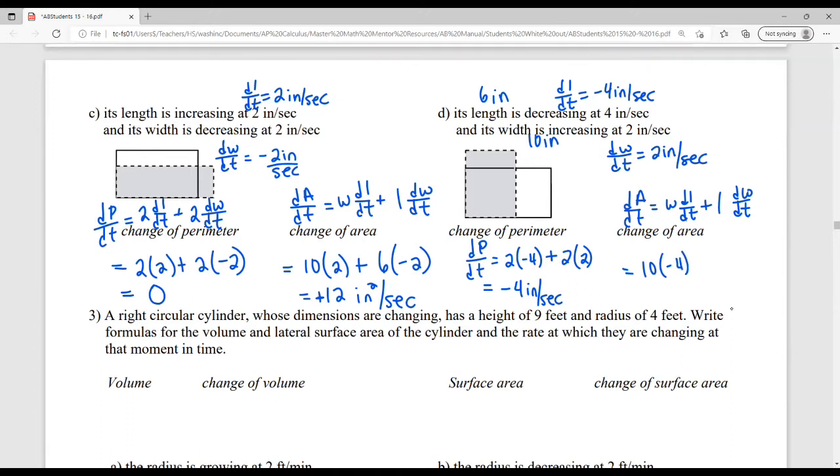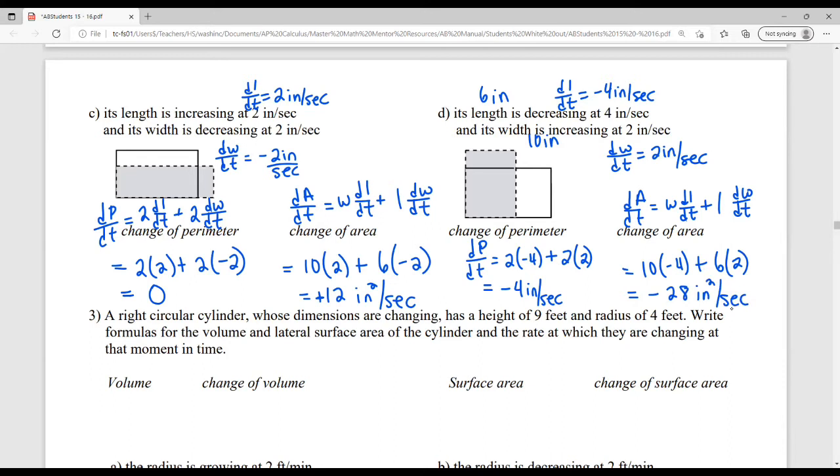So we get 10 times -4 plus 6 times the width is changing at 2 inches per second. That's -40 plus 12. -40 plus 12 is -28 inches squared per second.